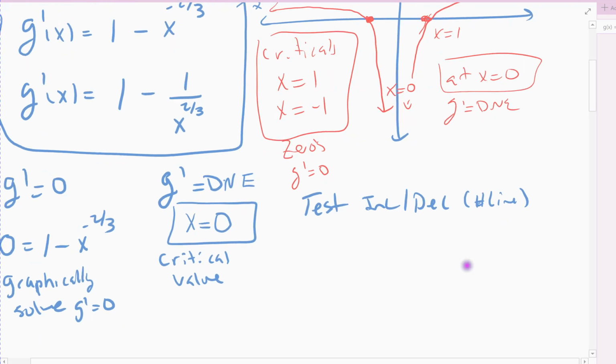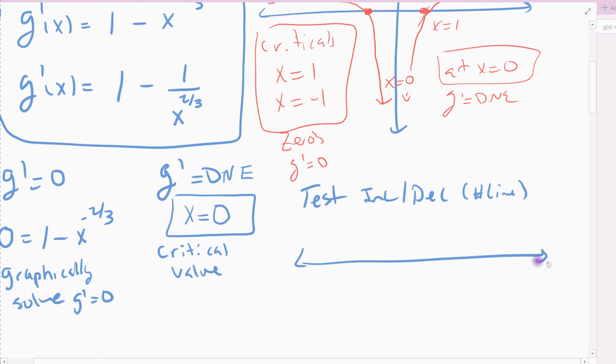Give myself a little more room. Mark off all 3 critical moments. So I've got a critical moment at -1. I've got a critical moment at 0, and I've got a critical moment at +1. I put my negative on my -1 over here.